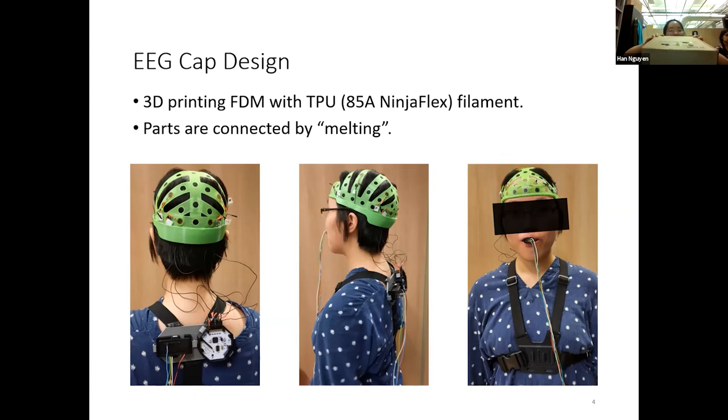Maybe a bit hard to see. But anyway, we have all types like gel, dry, and paste electrodes. And actually, when we print the cap, we print them flat on the printing bed, and then we bend and connect them back together by melting the end parts. Next slide.